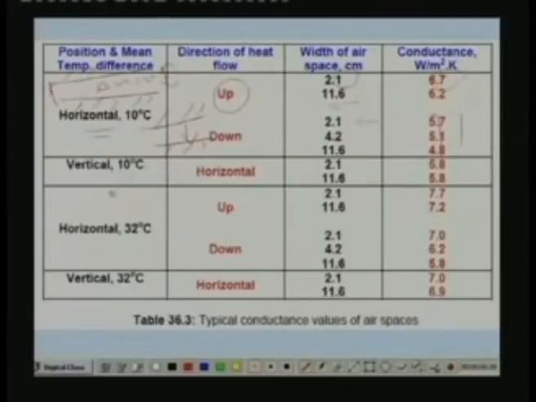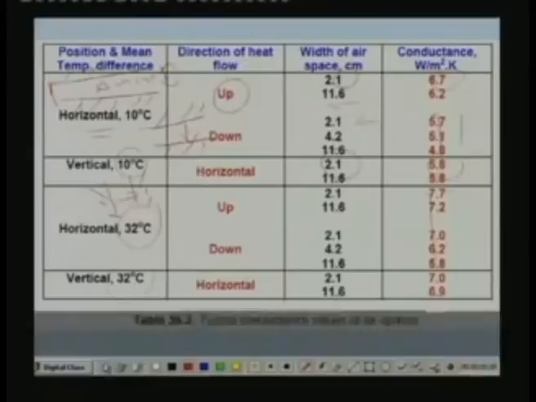And for vertical, that means you have surfaces like this, and the temperature difference between these two surfaces is 10 degrees, and the heat flow is in the horizontal direction, that means in this direction. Then depending upon the air gap, you have the conductance values 5.8, 5.8 for air gap of 2.1 and 11.6 centimeters. Similarly, for 32 degrees centigrade, these are the conductance values, and if it is vertical, these are the conductance values. In general, you can see that when the temperature difference increases, the conductance value increases.